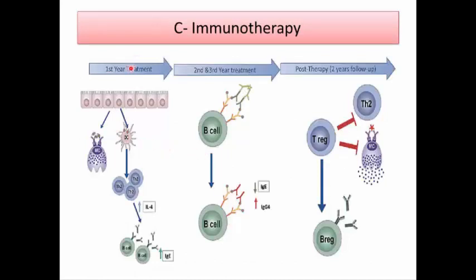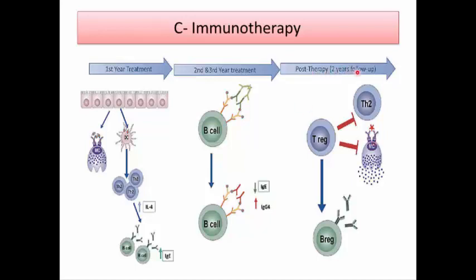This figure is a very good one for this. In the first year of treatment, recurrent exposure to the allergen will lead to what? Still we have high IgE. In the second and third year, the B cells start to produce IgG4 instead of IgE, with a reduction of IgE production. The IgG4 will attach to the allergen, preventing it from attaching to the IgE present on the surface of mast cells and basophils.